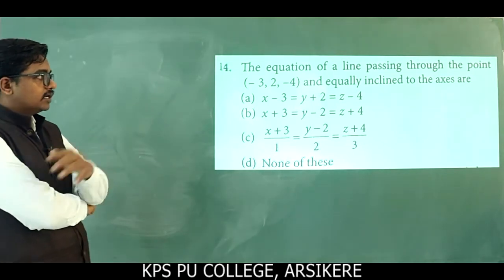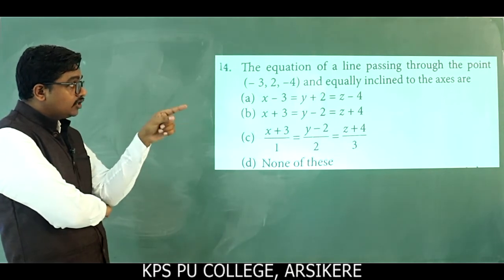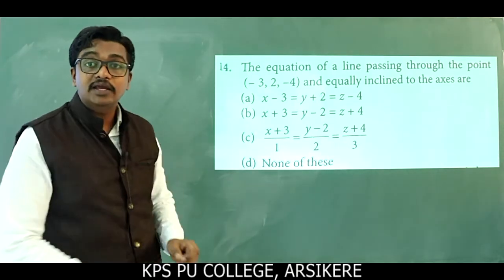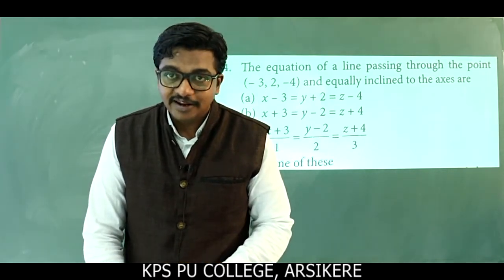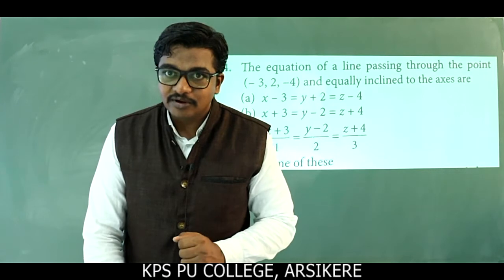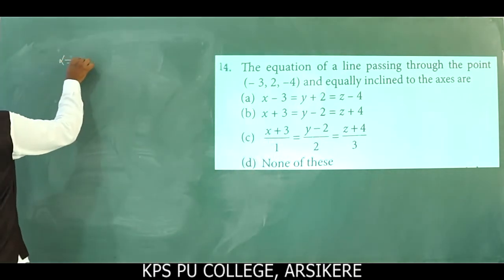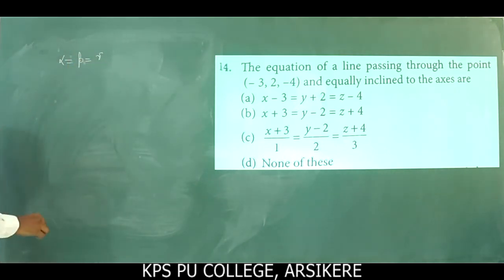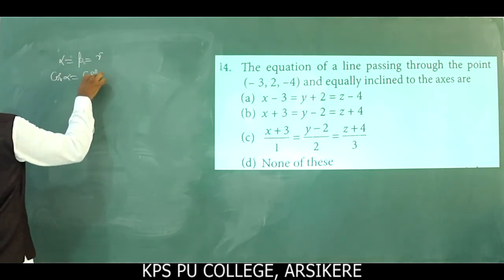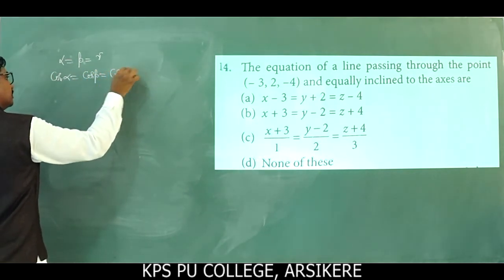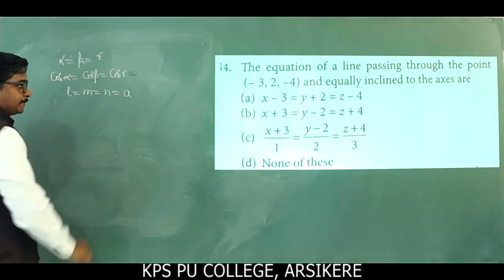The equation of the line passing through the point (-3, 2, -4) and equally inclined to the axes. A line equally inclined to the axes means alpha is equal to beta is equal to gamma. It means the direction angles are equal: alpha equals beta equals gamma. It means cos alpha is equal to cos beta is equal to cos gamma. They are equal, so l is equal to m is equal to n. I will take that as a.